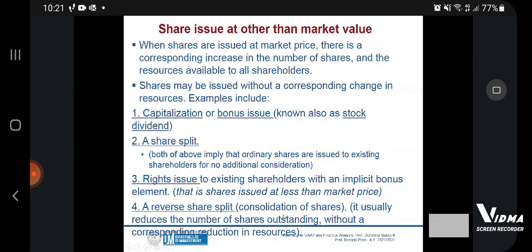That is, if you are holding two shares, they will be consolidated in one. So this is a reverse share split. It usually reduces the number of shares outstanding, but of course without a corresponding reduction in resources. That means that in the ratio of earnings per share, earnings will not change, whereas the number of shares will be reduced, and that is the only situation when the earnings per share will increase.